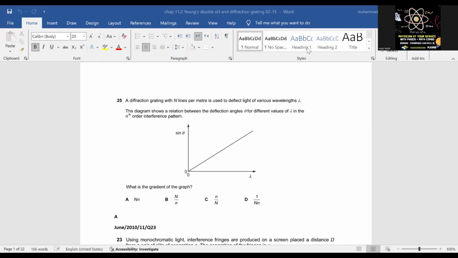A diffraction grating with n lines per meter is used to deflect light of various wavelength lambda. The diagram shows a relation between the deflection angles theta for different values of lambda in the nth order interference pattern. What is the gradient of the graph?